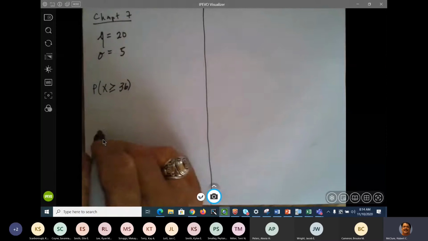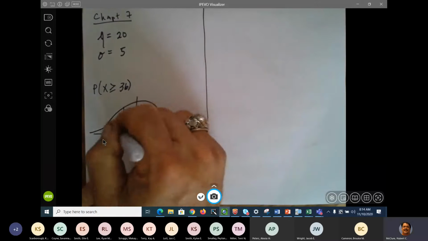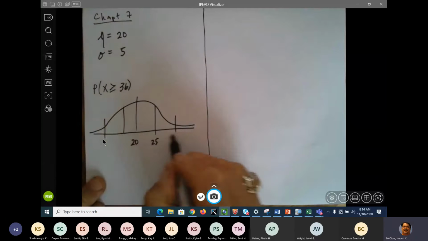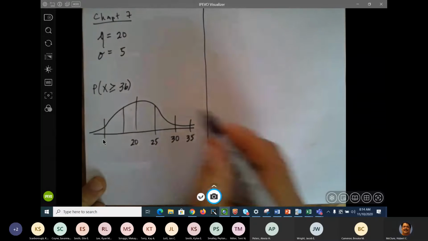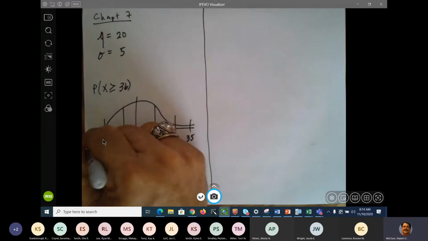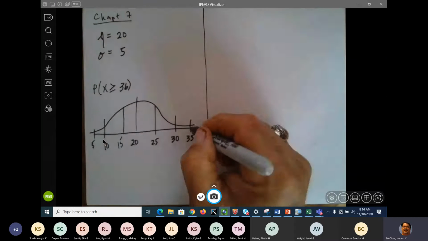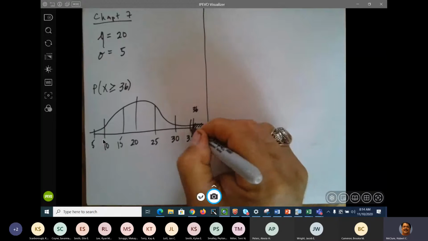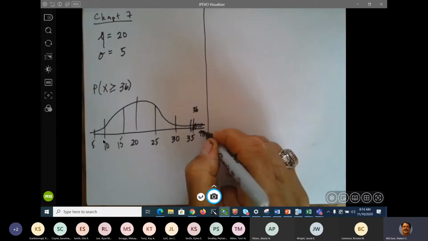So we would draw a picture. And that would be 20, 25, 30, 35, and 15, 10, and 5. And you want to know greater than 36. Well, 36 is right there. And it would be that area right there that you're trying to find, which is 9999.